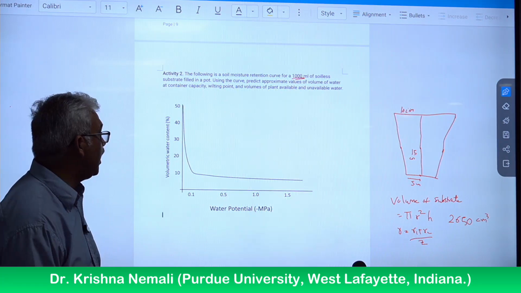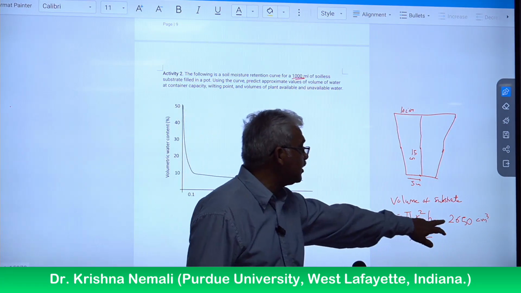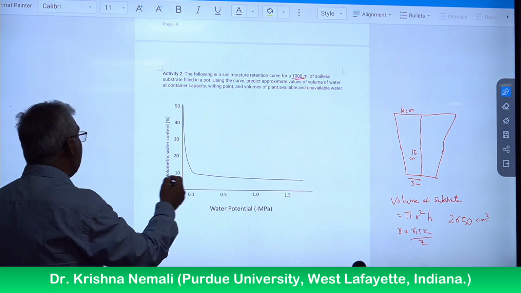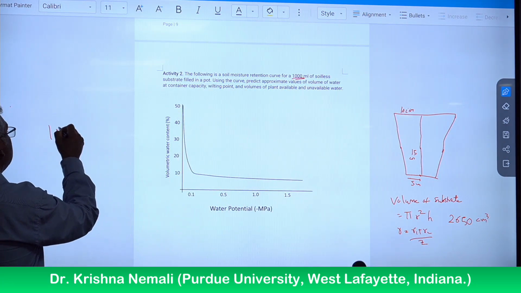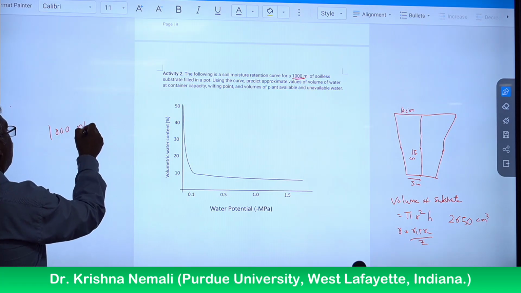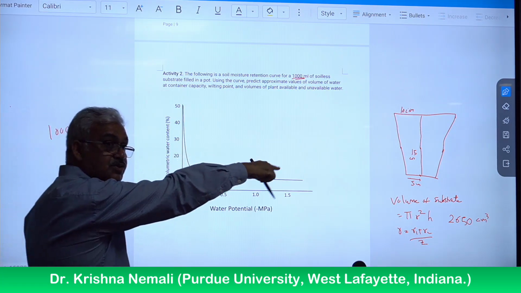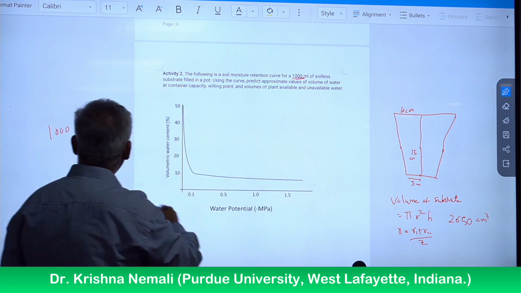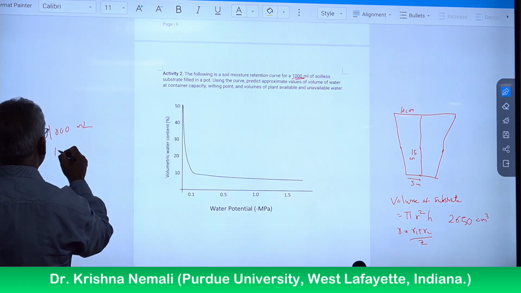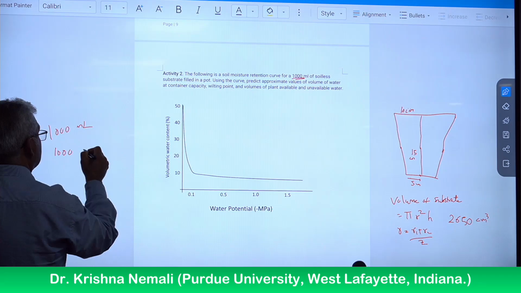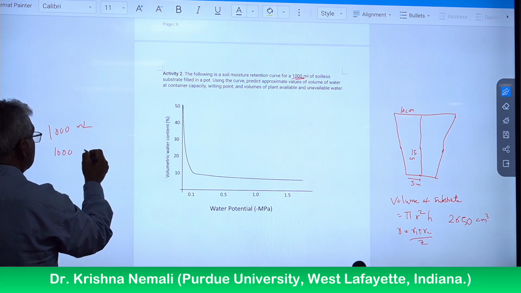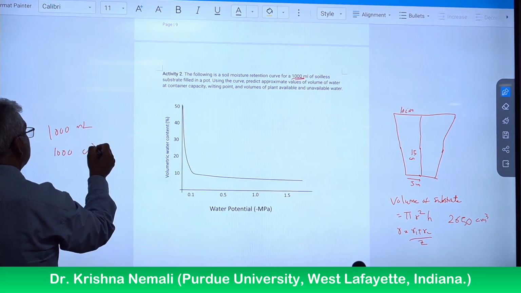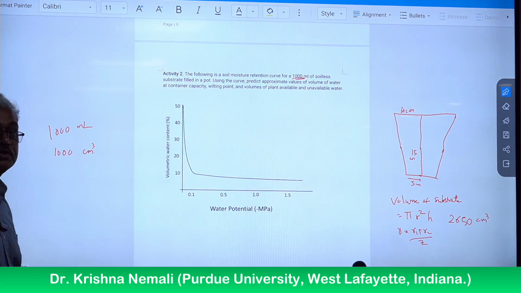So we got this substrate volume. This is how you calculate substrate volume. Let's say I added 1000 ml of water into that pot, into that substrate, 1000 ml. So 1000 ml can be written as 1000 what? Centimeter cube, right? ml is equal to centimeter cube.